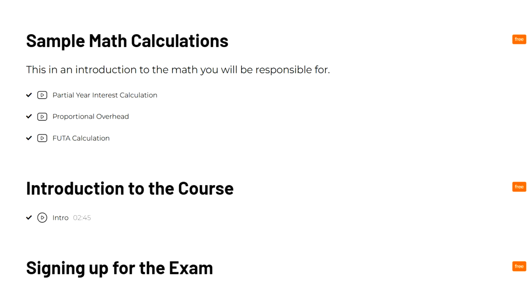Now here's what we're looking at. When you do scroll down, you're going to see some sample math calculations. All right, so this is an introduction. This is some sample type of math questions that you might see on the exam. I get good feedback from students all the time about the types of things that they experience. And so I continuously develop my content. And these are three examples right here. And these are free, as you can see.